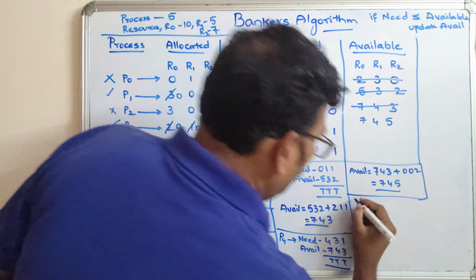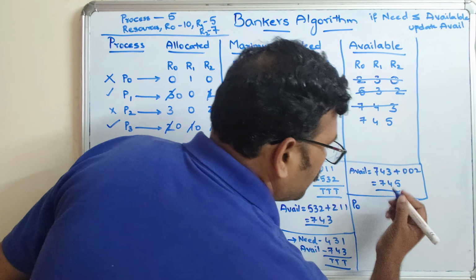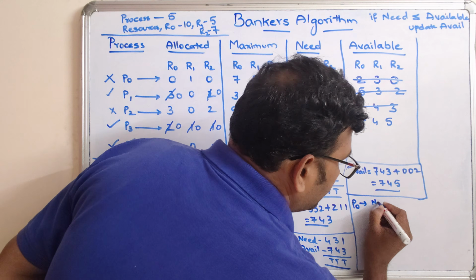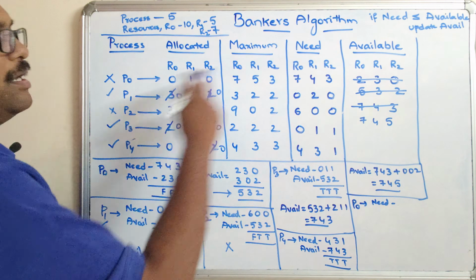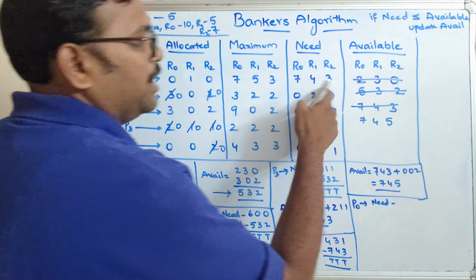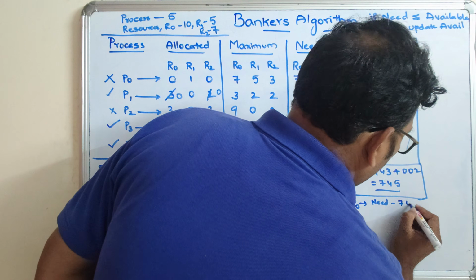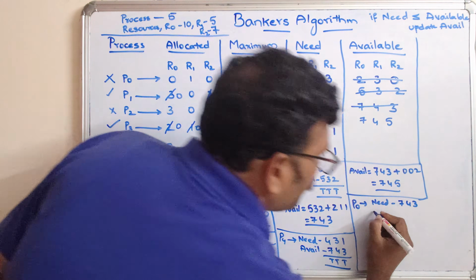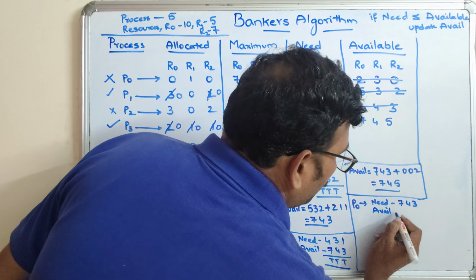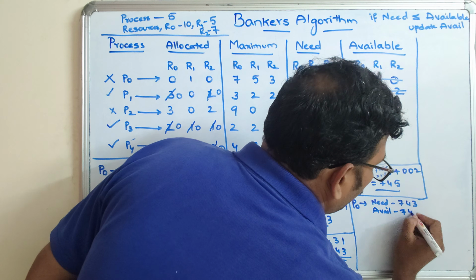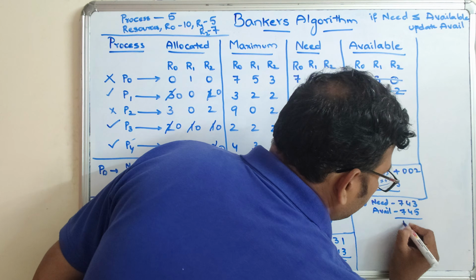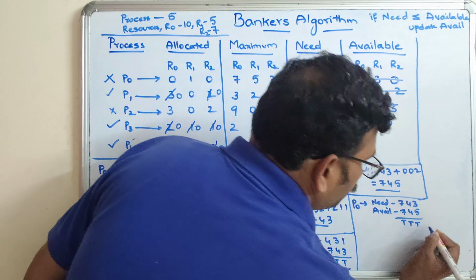Okay, so coming to P0, because P0 is not completed, right? How many does it need? What are the need resources? 7, 4, 3. These are the need resources for P0. What are the available resources? Available resources are 7, 4, 5. So what happens? This is true, and this is true.